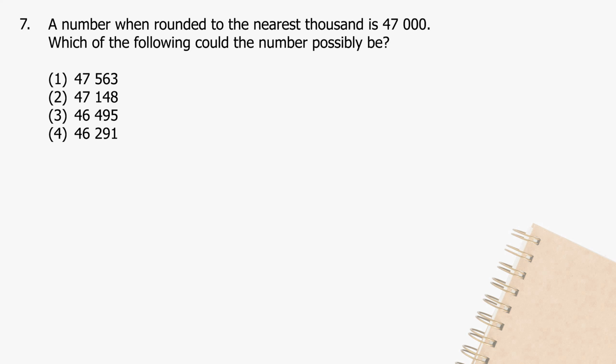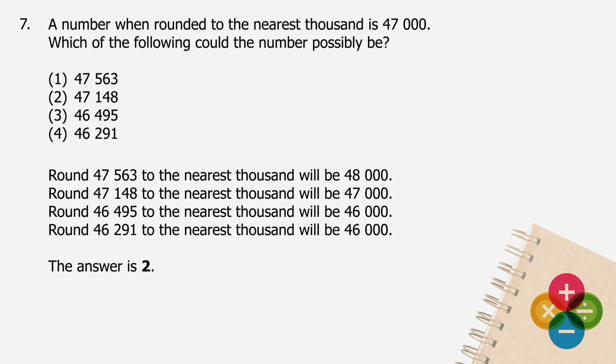Question 7. A number when rounded to the nearest thousand is 47,000. Which of the following could the number possibly be? Round 47,563 to the nearest thousand will be 48,000. Round 47,148 to the nearest thousand will be 47,000. Round 46,495 to the nearest thousand will be 46,000. Round 46,291 to the nearest thousand will be 46,000. The answer is 2.